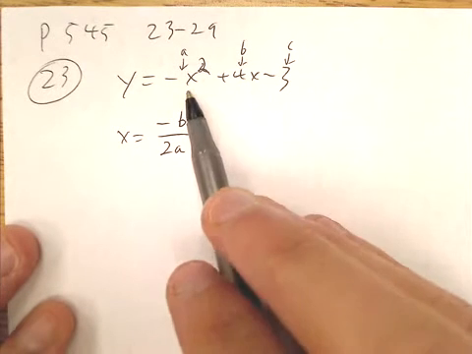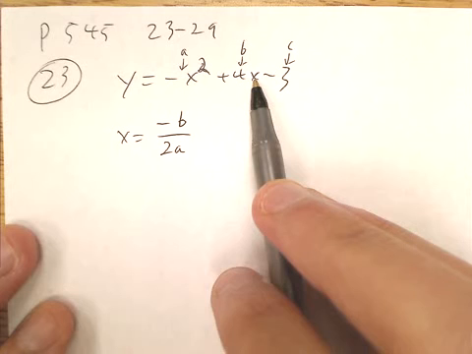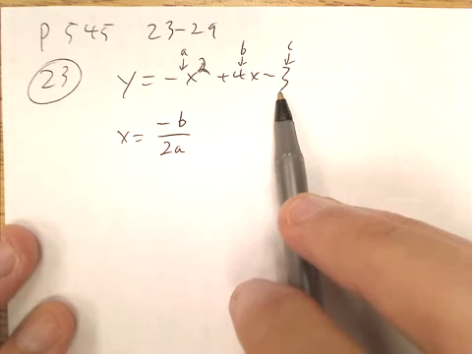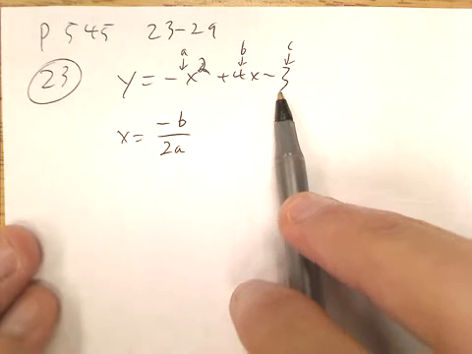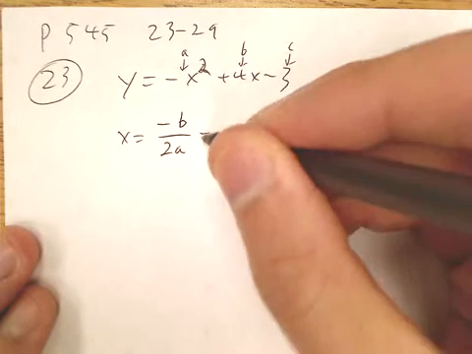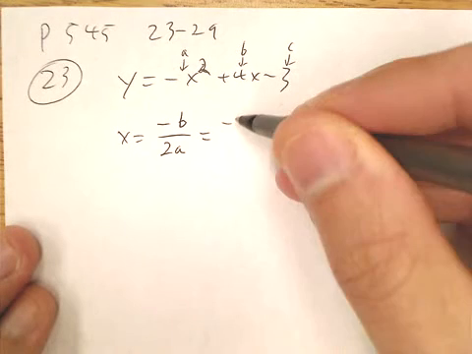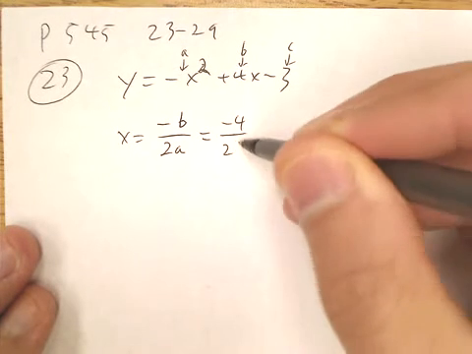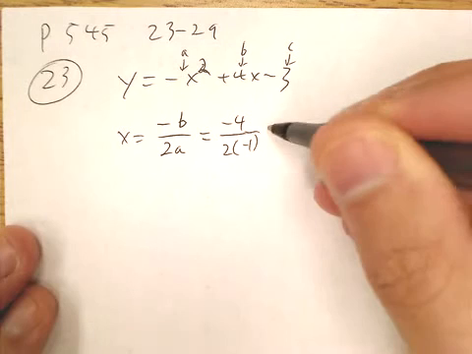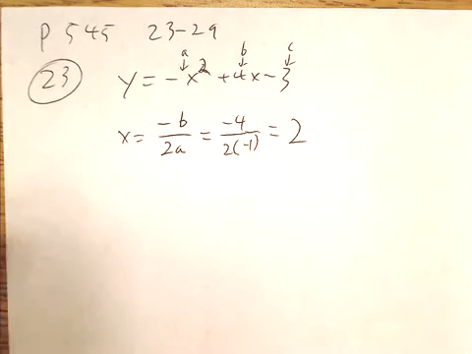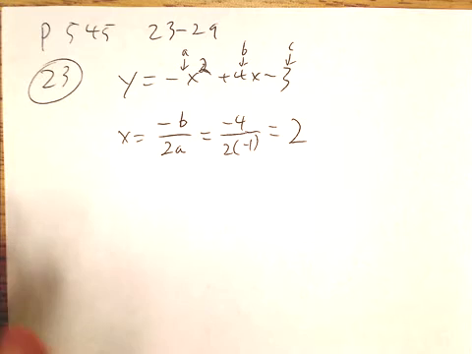The number in front of the x squared is a. The number in front of the x term is b. The number without an x is c. That's really important to know. You should know that. So know it. Now you know it. So that's negative 4 over 2 times negative 1. And I'll do math stuff and get 2.